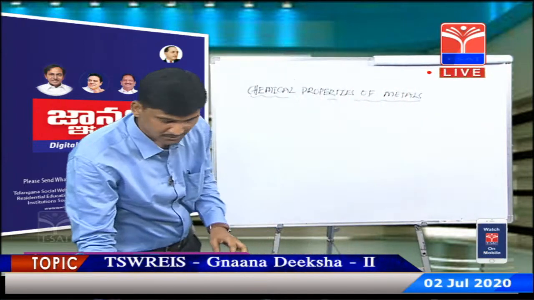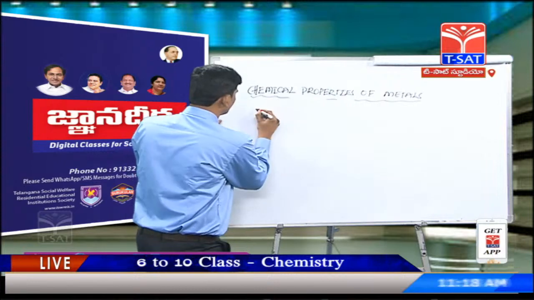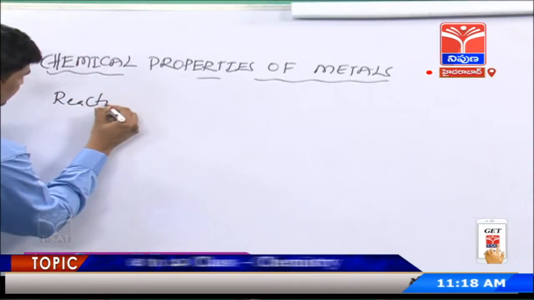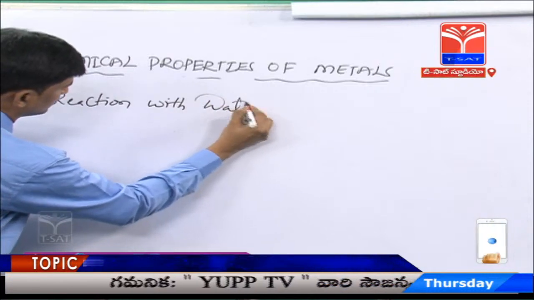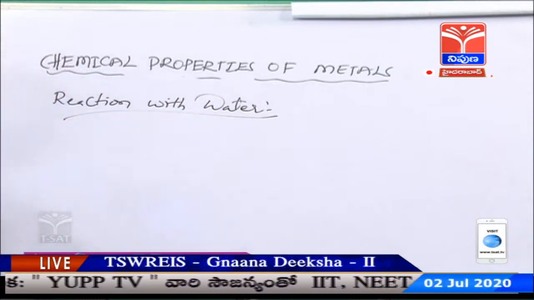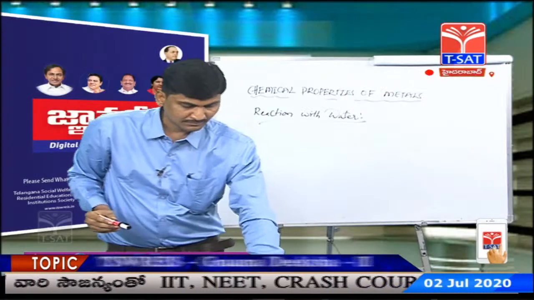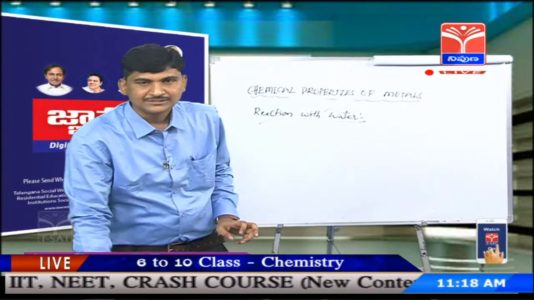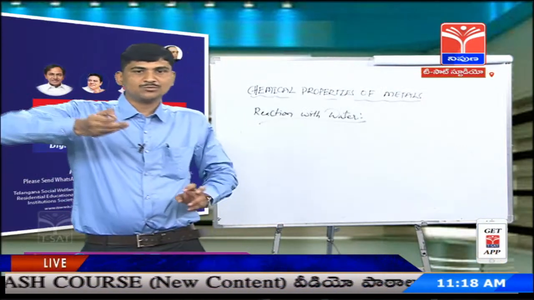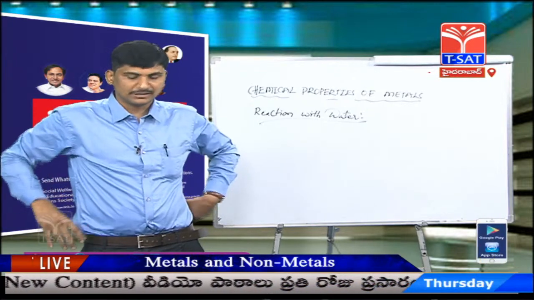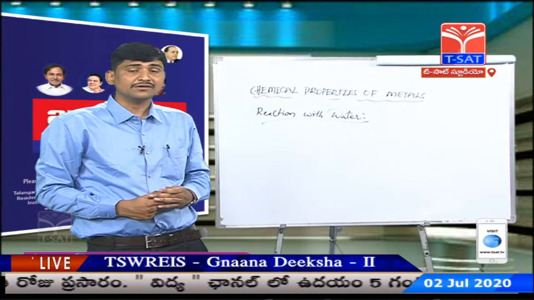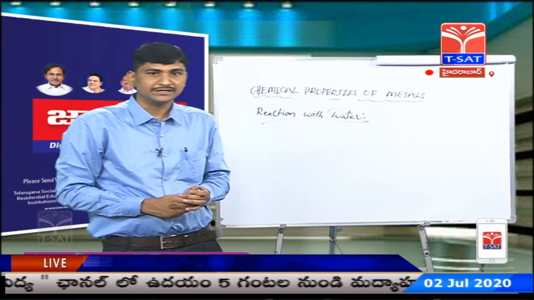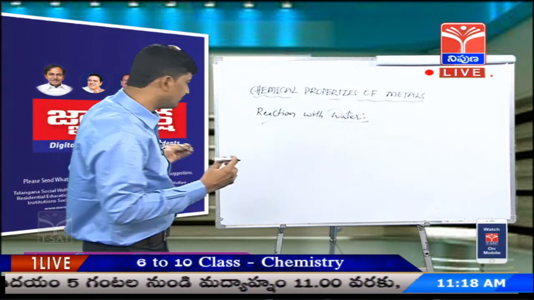Next, children, reaction of metals with water. Children, you can see a slide in which a small piece of sodium metal is dropped in the water. It is giving an excellent flame, that is, it is reacting very violently, explosively. So, this is the reaction of sodium with water.